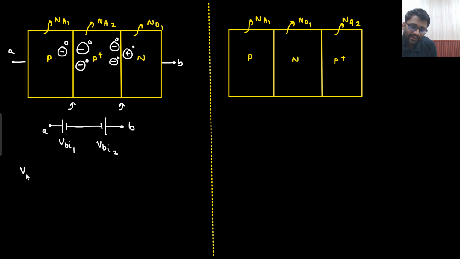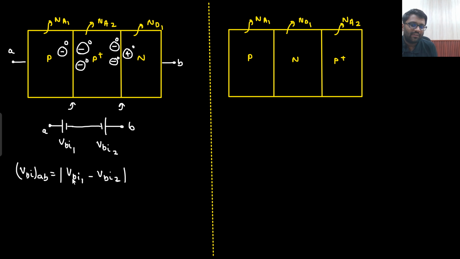If I find out the built-in potential between A and B, what would that be? VB1 minus VB2. Say yes or no. VA minus VB1 plus VB2. What does that mean? Simply that if one I am taking positive, the other one I need to take negative, but I always care about the magnitude. So what I am doing is finding out the built-in potential between A and B. This is the task that I am doing.